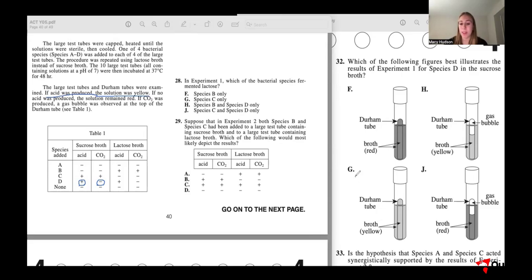And looking at that, that would be answer choice G, which tells us that the broth is yellow and it does not denote a gas bubble at the top. We can compare that to H, where again, we see that the broth is yellow here, but it denotes a gas bubble. We do not have that here, so our correct answer is G.